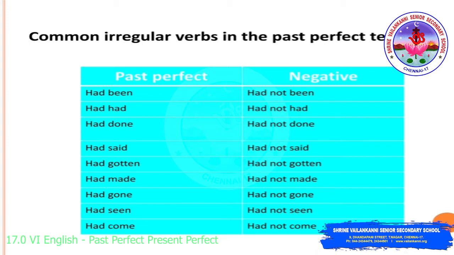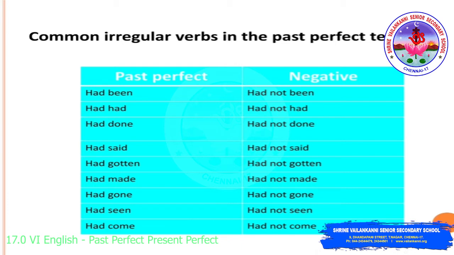Okay? To make, had made. Had not made in the negative statement. To go, had gone in the past perfect. In the negative statement, it is had not gone. To see, had seen. So the past participle of see is seen here. In the negative statement, it is had not seen.